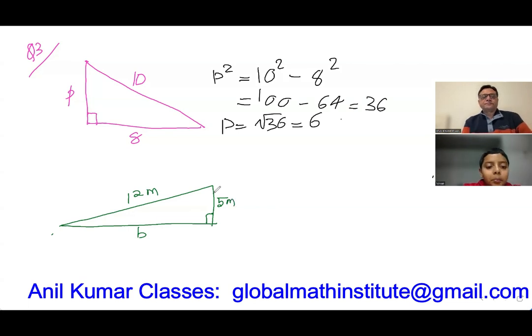Okay. So B is not the hypotenuse. So would you still do this difference or would you sum? Difference, because B is the smaller side. Okay.